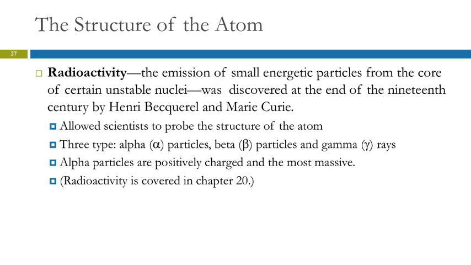Radioactivity is the emission of small energetic particles from the core of particular unstable nuclei. It was discovered at the end of the 19th century by Henri Becquerel and Marie Curie. You've probably heard of her, famous female scientist. Radioactivity is very useful. It helps us to probe the structure of atoms. There are 3 types we're going to mention now: alpha particles, beta particles, and gamma rays. The alpha particles have a positive charge, and they are the most massive of these 3 different types of radiation. If you want to read more about radioactivity in your textbook, it's in chapter 20, possibly 21. I might not have updated that.